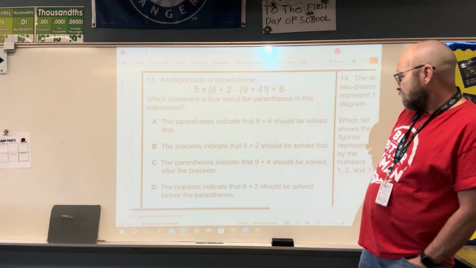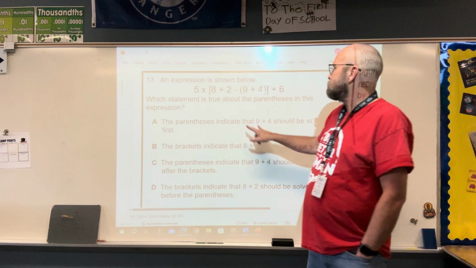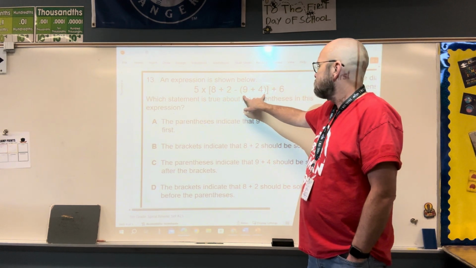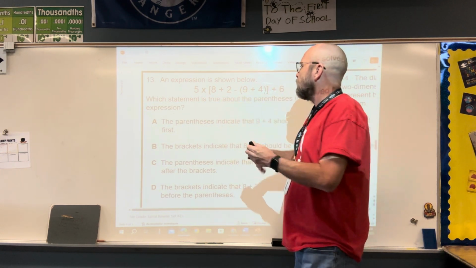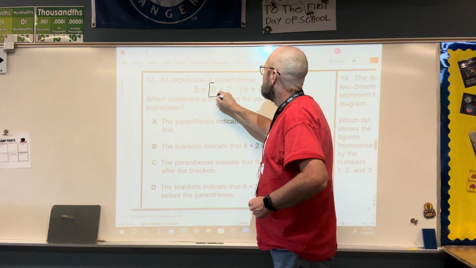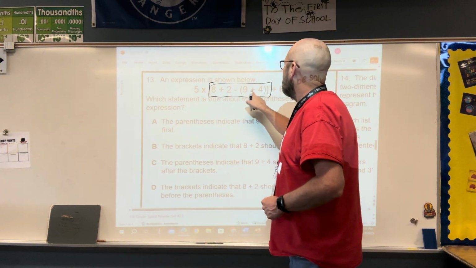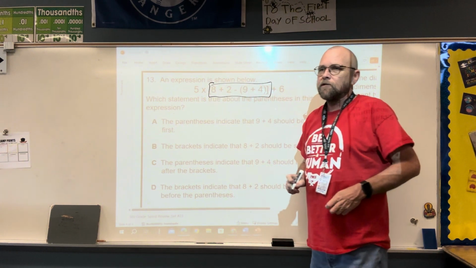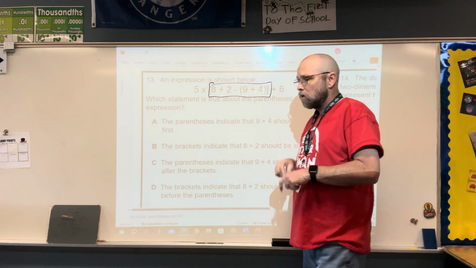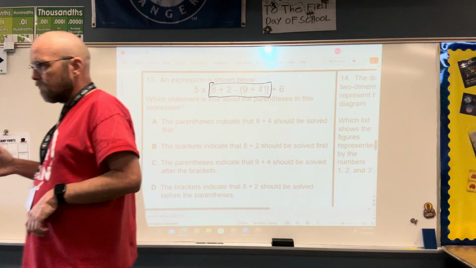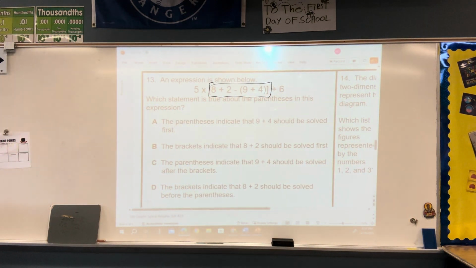And the brackets indicate that 8 plus 2 should be solved before the parentheses. No, that is not true because this is like a whole new problem here. And inside this problem, I have parentheses, so I start with the parentheses. So the correct answer would be the letter A.